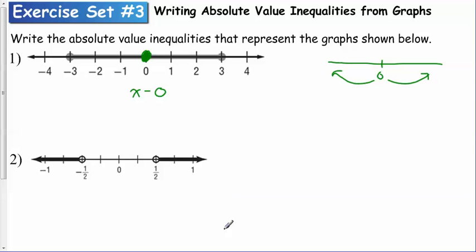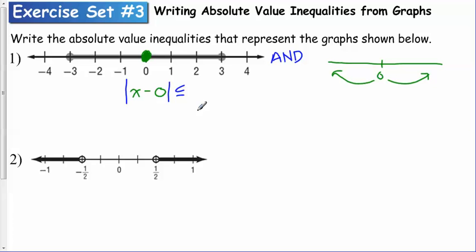Now I have to look at the graph itself. Is this an and or is it an or graph? Since my solution space is between, it is an and graph. So that means it's a less than absolute value inequality. So I have absolute value bars. They are solid circles, so that means it's less than or equal to.